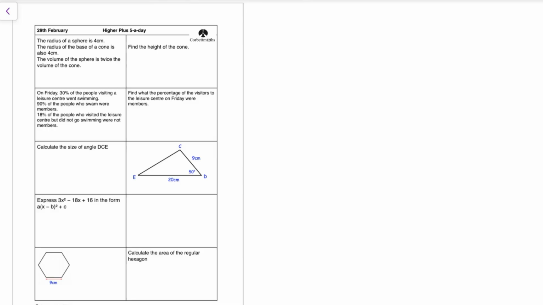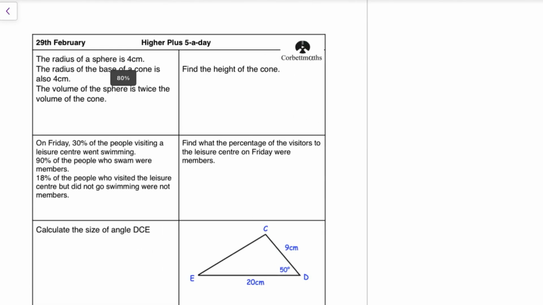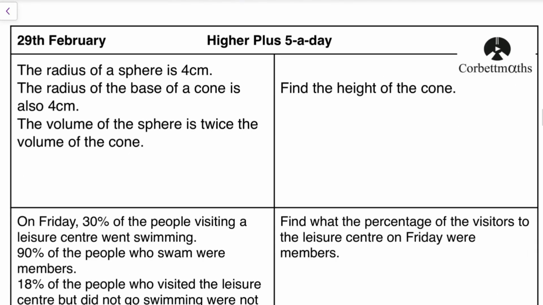And welcome back, and it is the 29th of February, the Higher Plus 5 a Day, and let's just jump in with this first question. Okay, so what do we have?